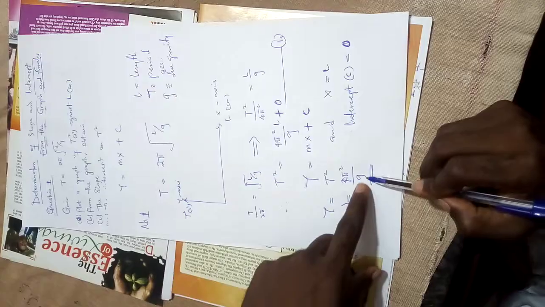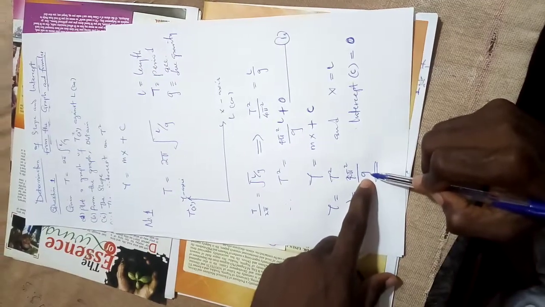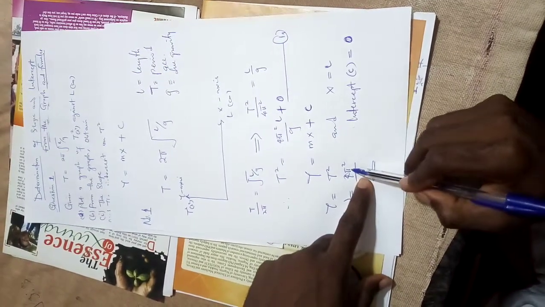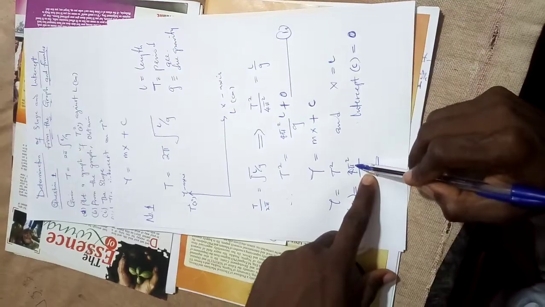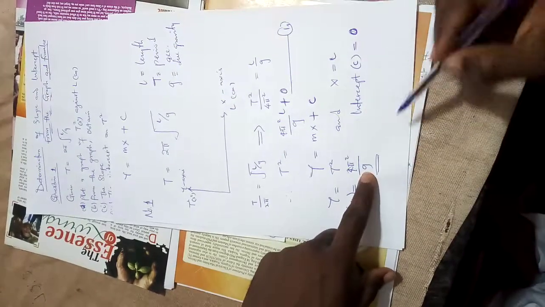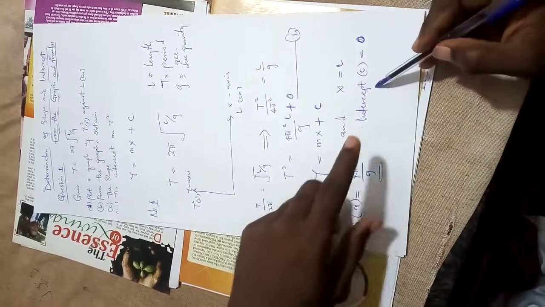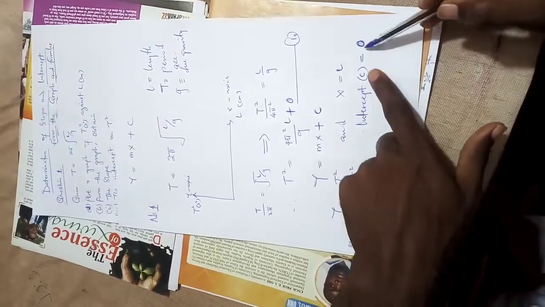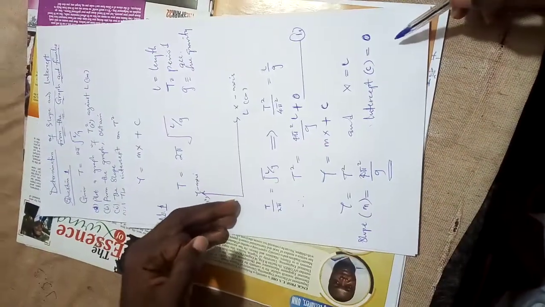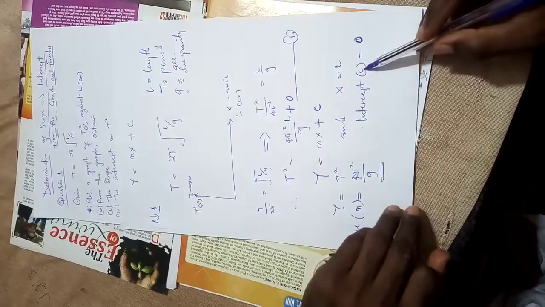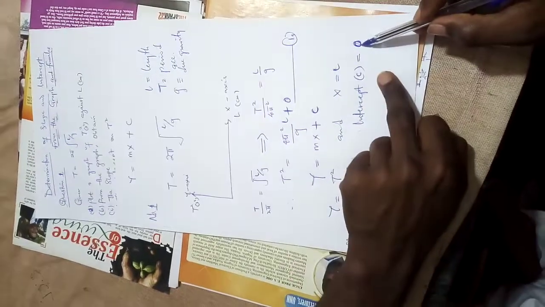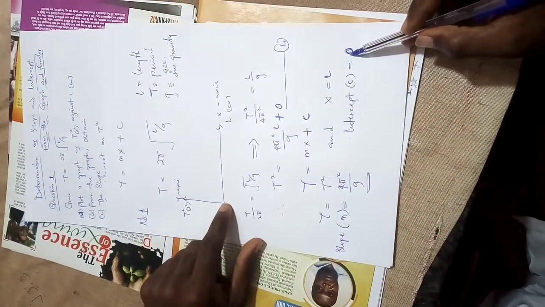If we are to know the value of g, with π equal to 22 over 7, we can calculate the slope. Then the intercept will be equal to 0. So if we are to plot this graph, the intercept equal to 0 means that the graph starts from the origin.